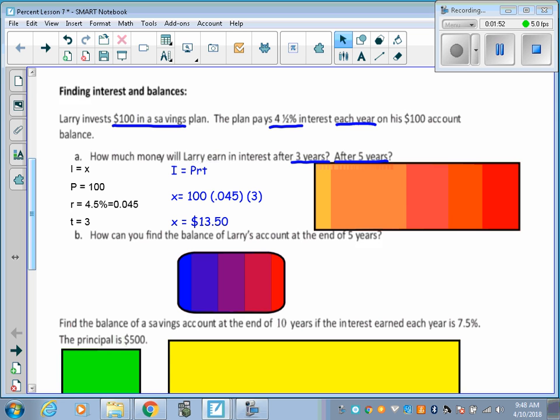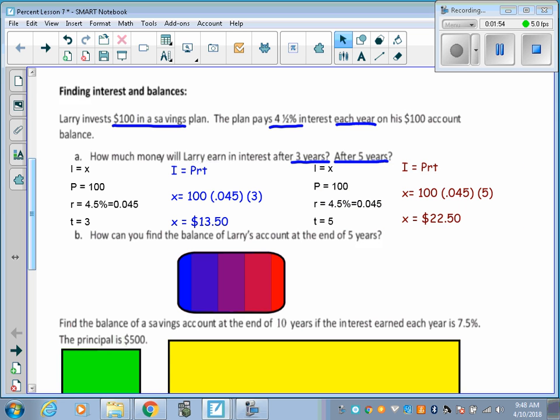After 5 years, you are doing the exact same thing, except T is now 5. So in this case, we're going to do 100 times 45 thousandths as the interest rate, times 5 years, and you get $22.50. So he makes $22.50 for those 5 years if he leaves it in there longer.